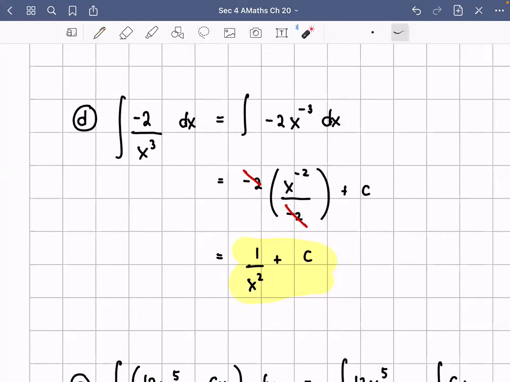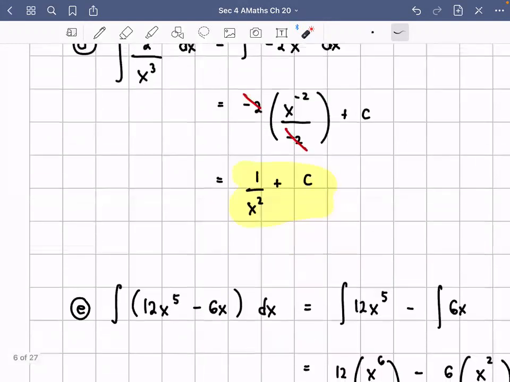And then how do you rewrite this in a positive index? So it's basically 1 over x squared plus c. So that is letter D. Okay. Do you have any question?